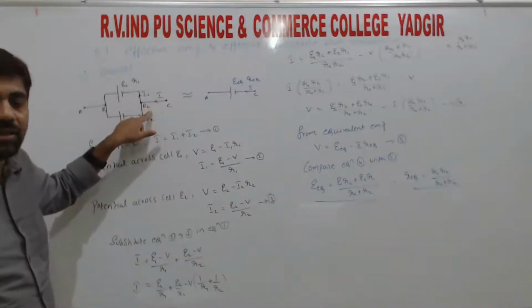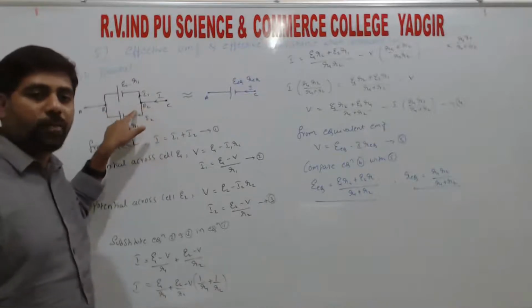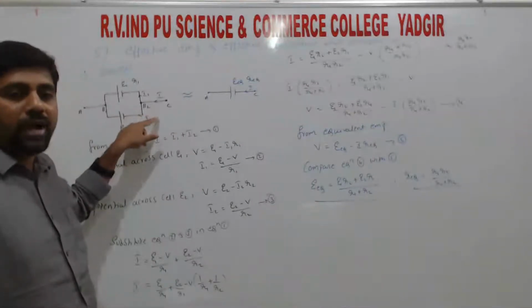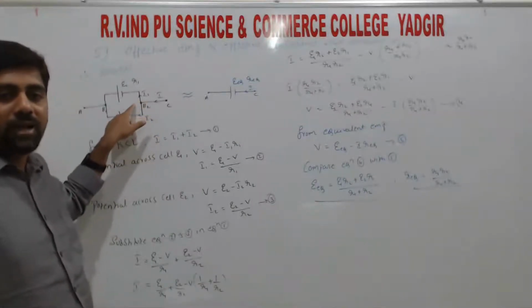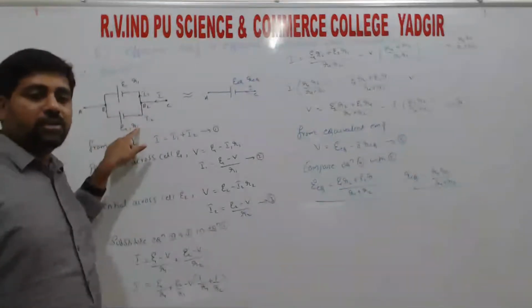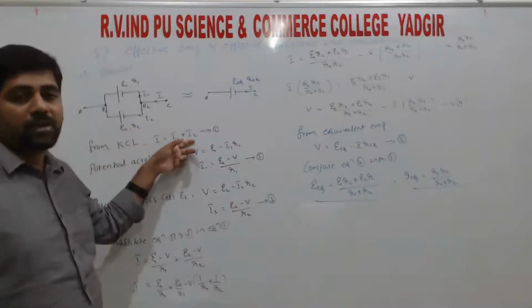So at the junction, you can give whatever names you like. So at the junction B2, that is again from the Kirchhoff current law, the current gets divided. So I becomes I1 plus I2. I1 is the current which is flowing in the cell E1 and I2 is the current which is flowing in the cell E2, right? So I is equals to I1 plus I2.